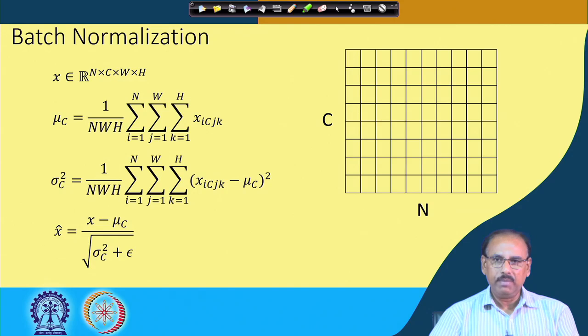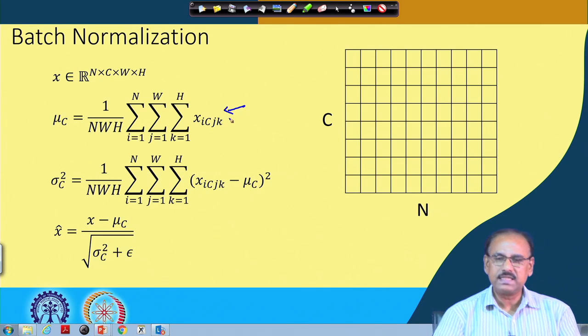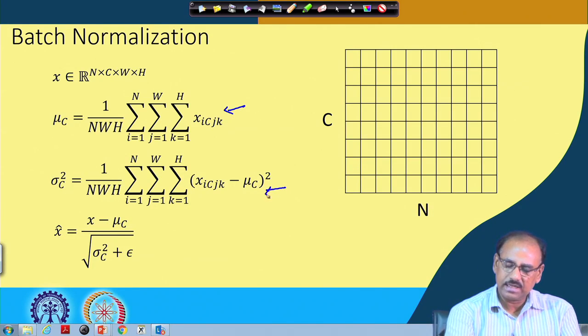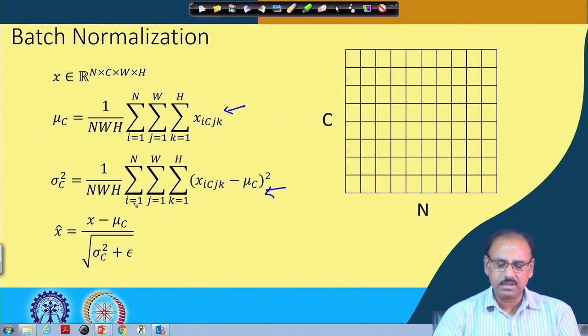So the way you compute mu for a particular channel is given by this expression. In the same manner, you compute the variance, that is sigma c square, following the same indices: it becomes x i c j k minus mu c, squared, and you sum it over i, j and k, and then you normalize with n, w and h, and that becomes the variance for channel c. And using this variance, you go for normalization as we said before. So your normalized feature value x hat now becomes x minus mu c upon square root of epsilon plus sigma c square. So this is your normalized value.